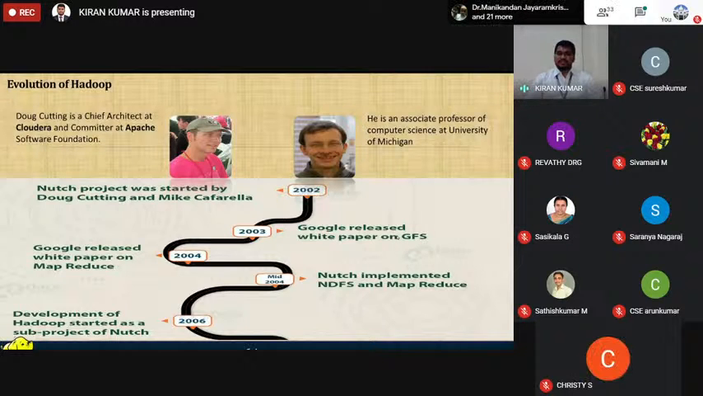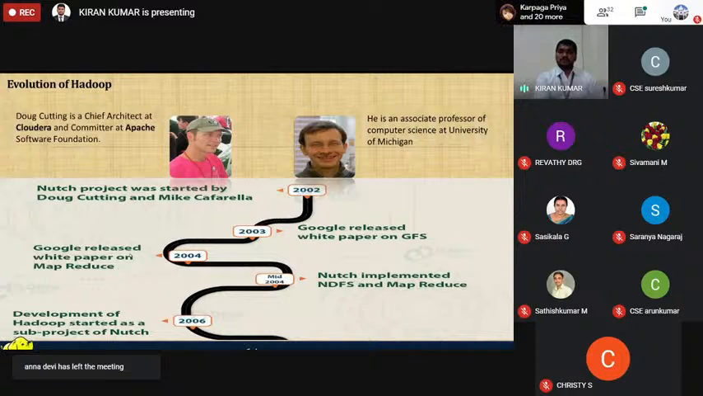So they introduced the file system in the year 2003 at Google, and in 2004 you can see Google released the white paper on MapReduce. So here, to overcome the drawback in accessing and processing, we are going to use MapReduce. In the year 2004 itself, Google released the white paper on the concept of MapReduce.